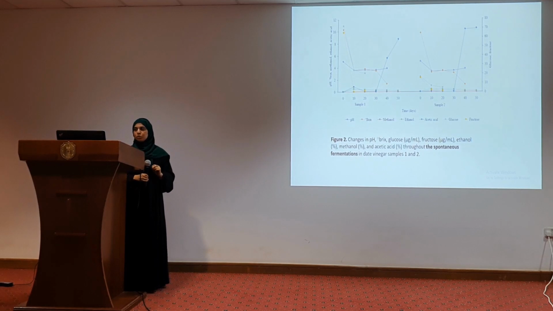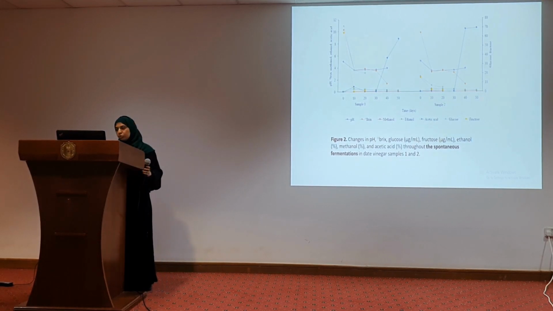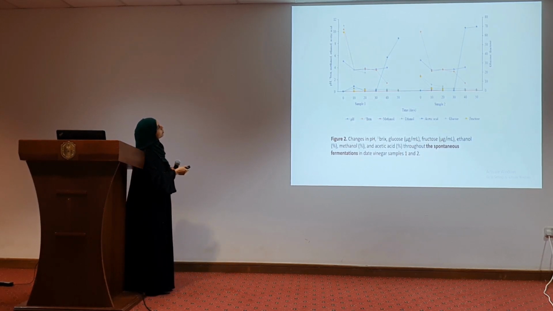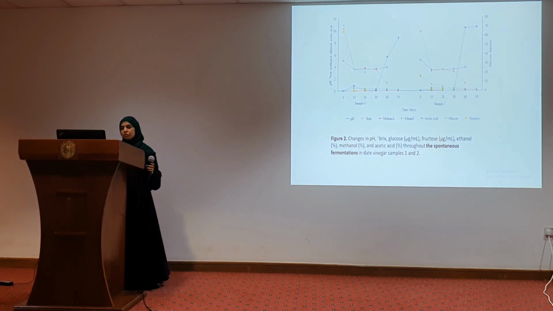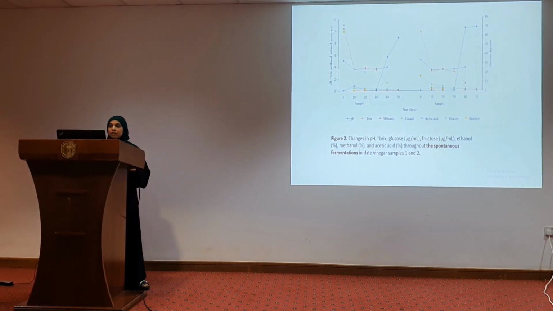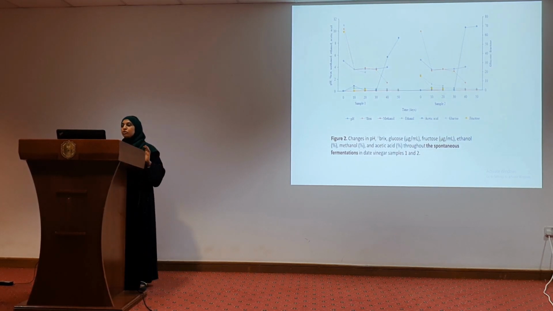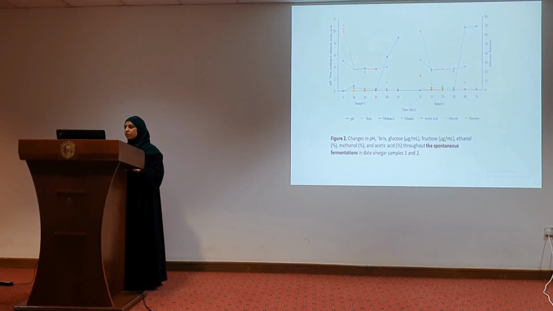This figure also shows the spontaneous production of date vinegar from two samples, sample 1 and sample 2. What I want to show you here is the production of a high concentration of acetic acid by spontaneous fermentation. This is the greatest amount that I could find in the literature. I couldn't find any production of acetic acid that reached 10% like this one. This was from our second project.